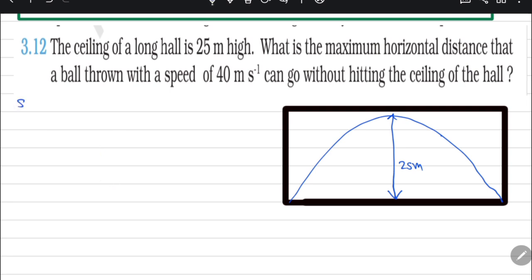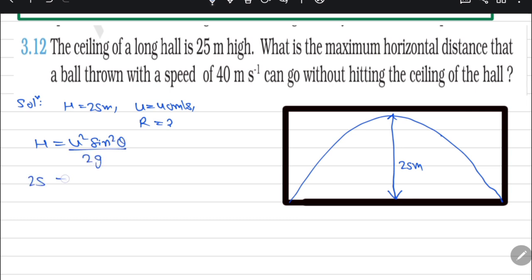The ceiling of a fan, their height they have given 25 meter high. What is the maximum horizontal distance a ball can be thrown with a speed of 40 meter per second? So they are asking a range. So maximum height we can find, first find the angle: u square sine square theta by 2g. So this is 25, u is 40 into 40, sine square theta by 2 into g. It will take, so 50 divided by 40 into 40 is equal to sine square theta.